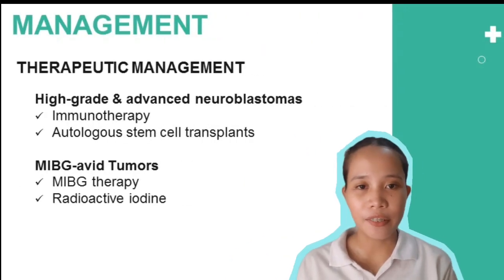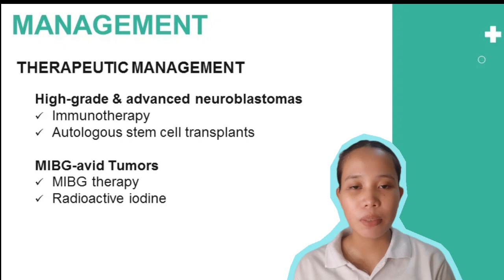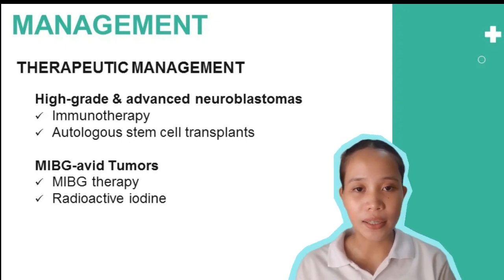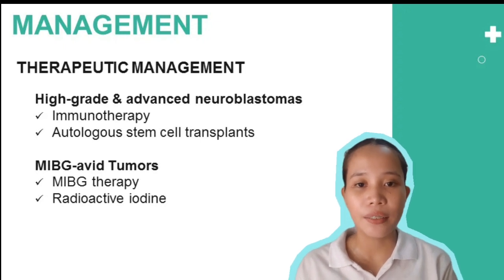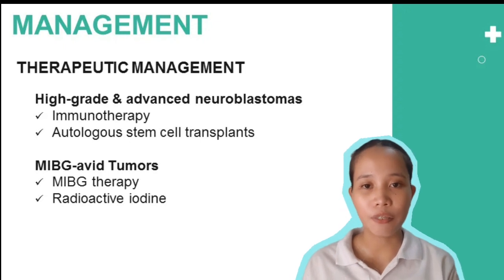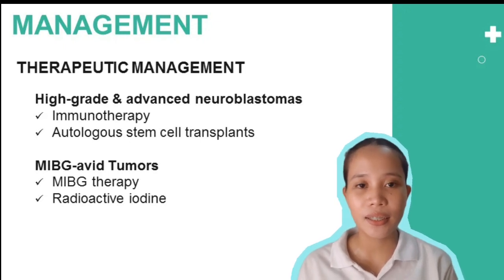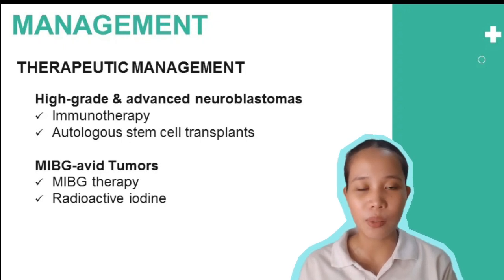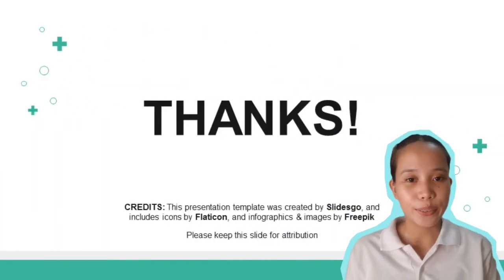Frequently, high-grade and advanced neuroblastomas are also treated with immunotherapy and autologous stem cell transplants. The stem cell transplants in this case are used as a bone marrow rescue, allowing for the delivery of high-dose chemotherapy that would otherwise completely ablate the bone marrow. Tumors that are MIBG avid may be treated with MIBG therapy, administration of radioactive iodine that is readily taken up into the tumor and provides localized radiation therapy to neoplastic tissues.